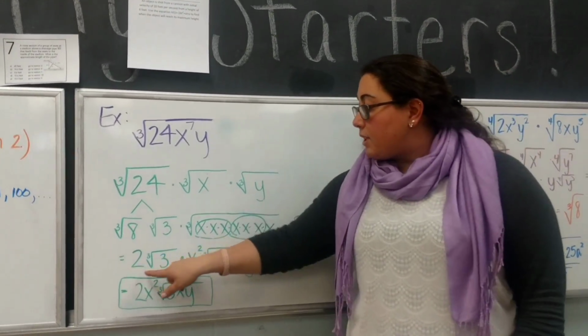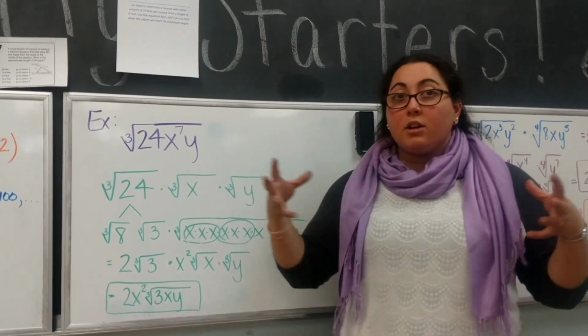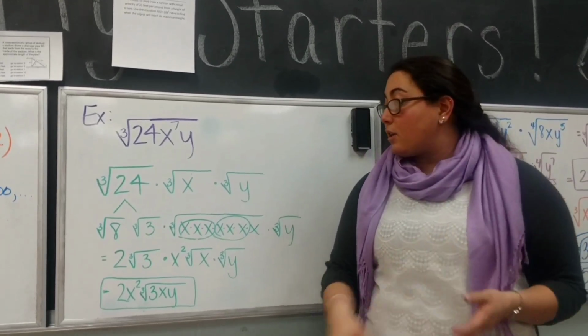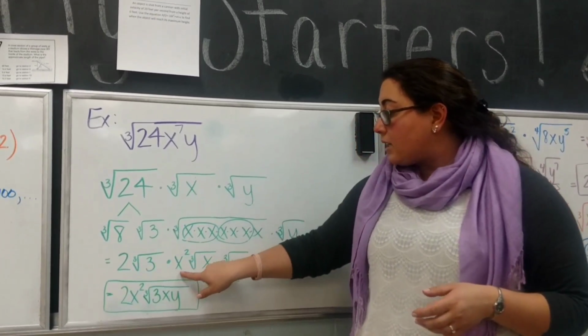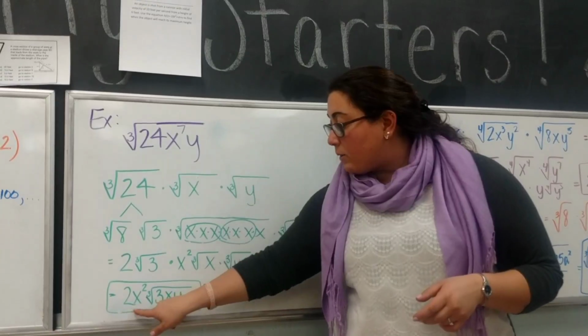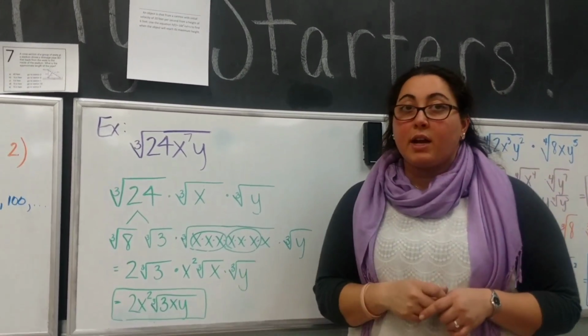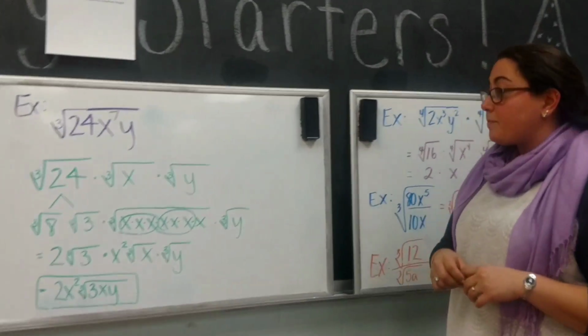So when you try to put this all together, you want to combine what's on the outside of the radical, and then combine what's on the inside of the radical. So this 2 and this x squared are both on the outside of the radical. The 3, the x, and the y are on the inside of the radical. So that's your final answer.